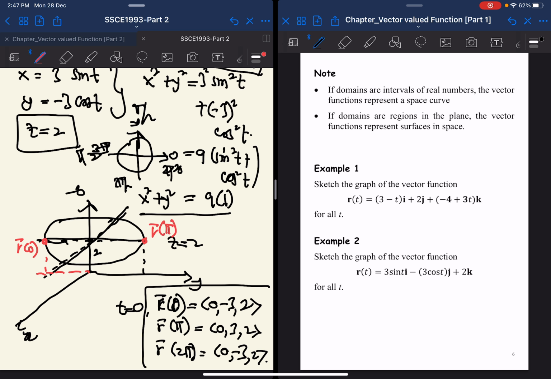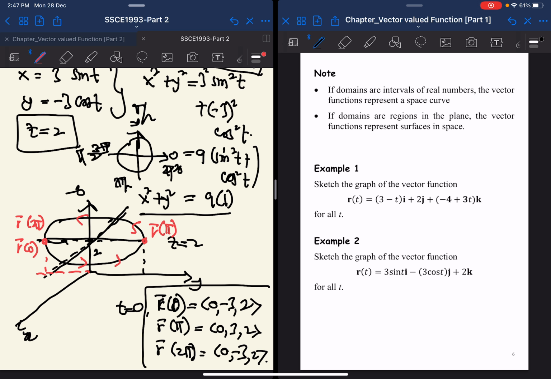And the next one, the direction should be here. Obviously if you choose 3 pi over 2, you will see the position vector should be somewhere here. Because if you choose 2 pi, it's going to come back to this point, right? So this one is actually for 2 pi also. So the direction should be like this.